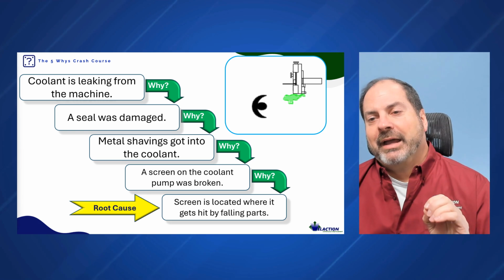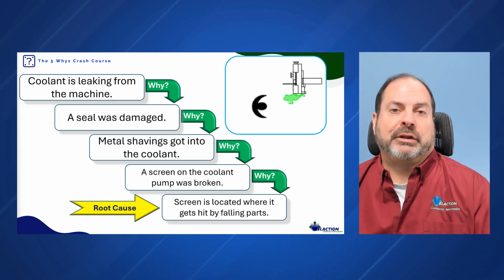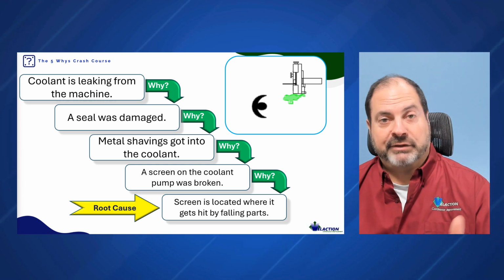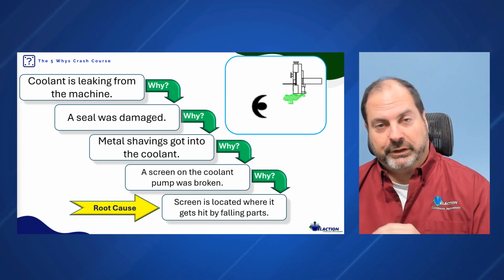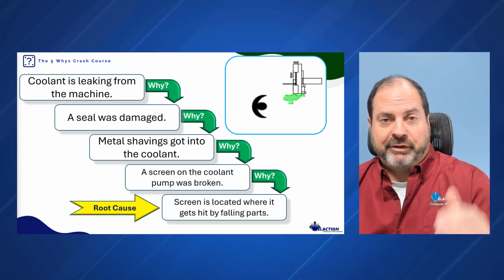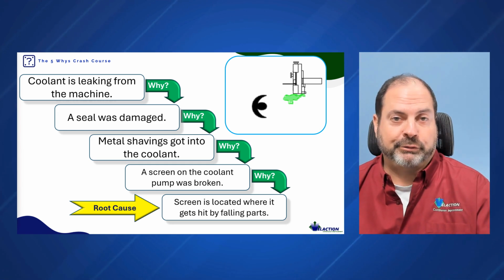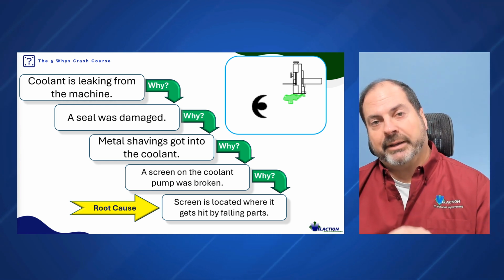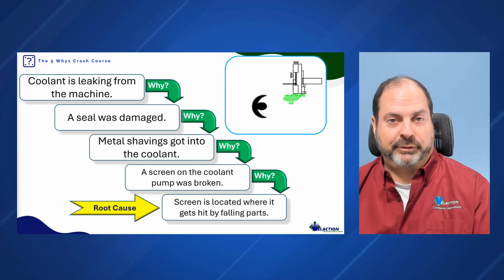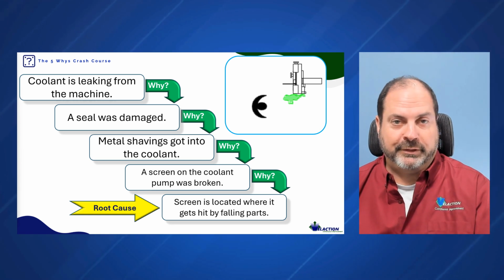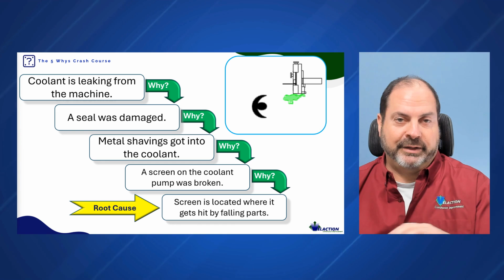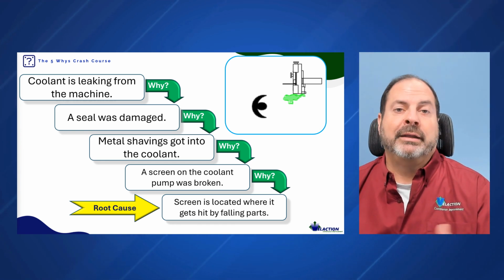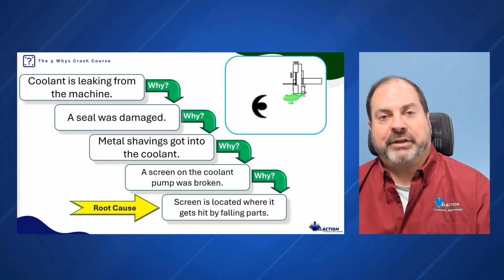Now, this, for all practical purposes, is the root cause because now you can make a change that will eliminate the problem forever. Up to this point, anything that you might do, if you replace the screen, it will get broken again. At this point, you can now say, how do I prevent the parts from falling onto it? So maybe you put a little diverter in so the parts fall out of the way, or you put a little cage over your screen to keep the parts from hitting it, so you can do something about it.